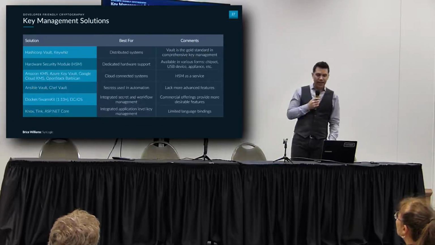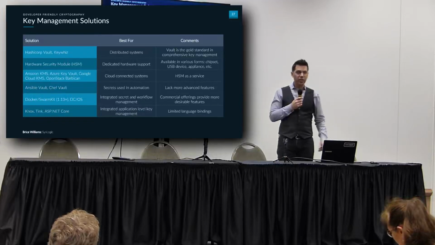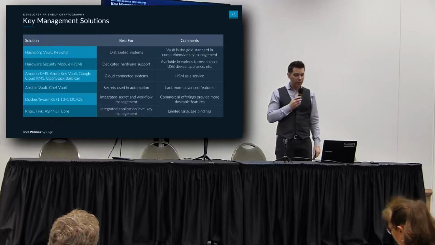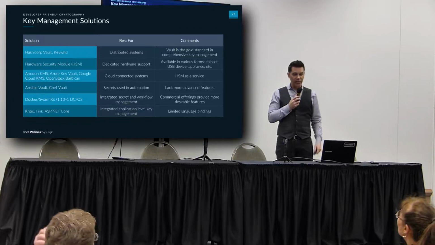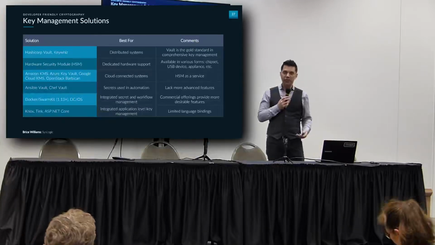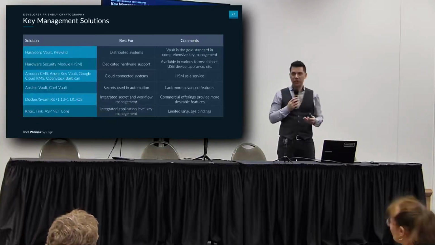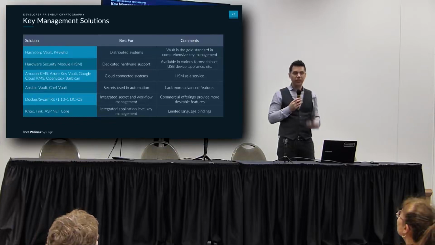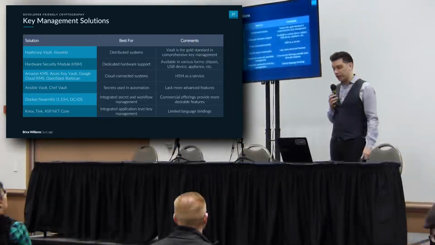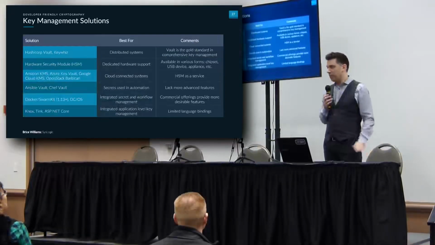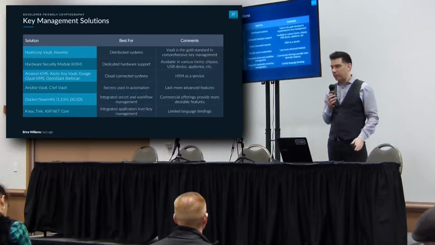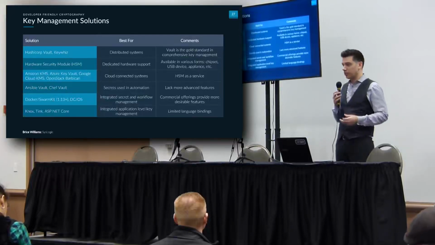If you want integrated secret and workflow management, you might want to consider Docker with SwarmKit or DCOS. They have commercial offerings of these that offer even more advanced features, but you will get a basic feature set in the free versions, which is, again, not as robust as a Vault implementation, but that integration, of course, is nice.